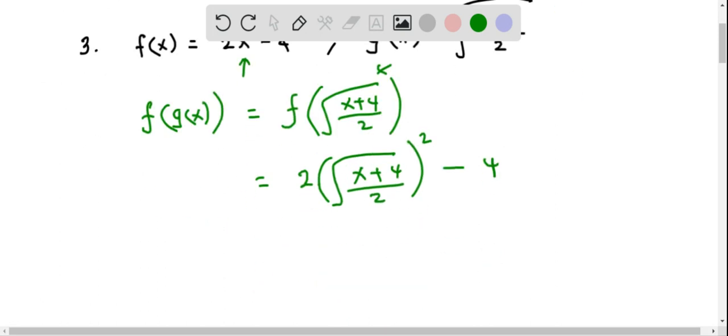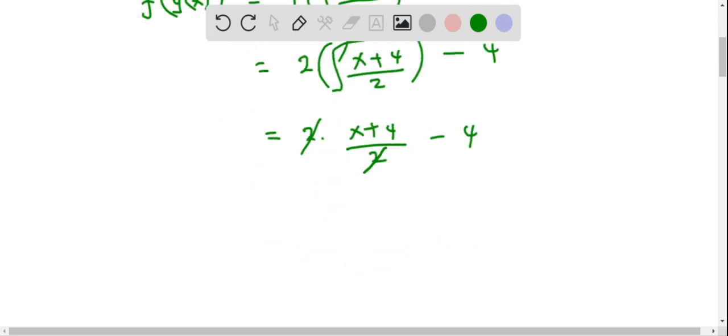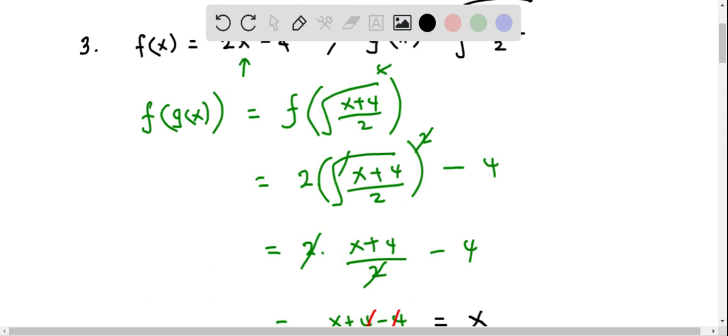Now let's simplify this. So this equals 2 times of, when you square this, the power of 2 and this square root will get cancelled, and we are left with this expression inside the radical, that is x plus 4 divided by 2, minus 4. Now we cancel these two 2's, so we are left with x plus 4 minus 4 plus 4 minus 4 equals 0, and so we have x. So we found that f of g of x equals x.